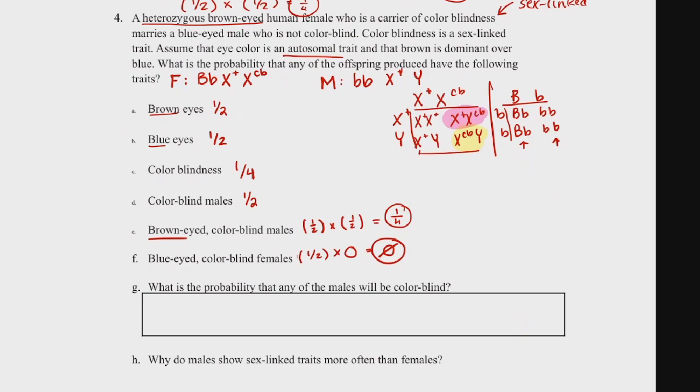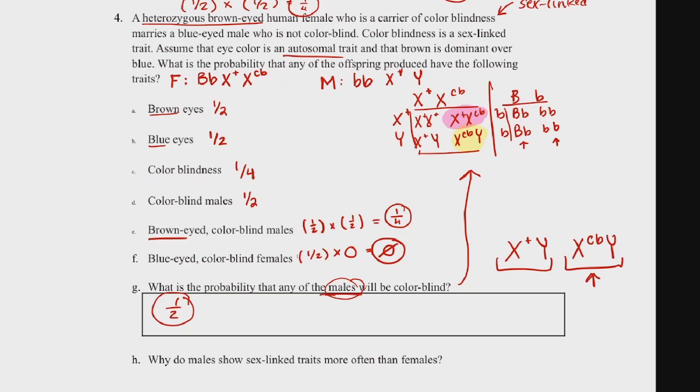Similarly to what I explained up there, the probability of having males that are colorblind is 1/2, because we're specifying males. If it said, what's the probability of having colorblind children, we would say 1/4, because out of these four probabilities, only one of them expresses colorblindness. But because we're only looking at two options, there is a 1/2 chance that colorblindness will be expressed in males. And if they asked for females, if G was, what is the probability that any of the females would be colorblind, it would be 0, correct.